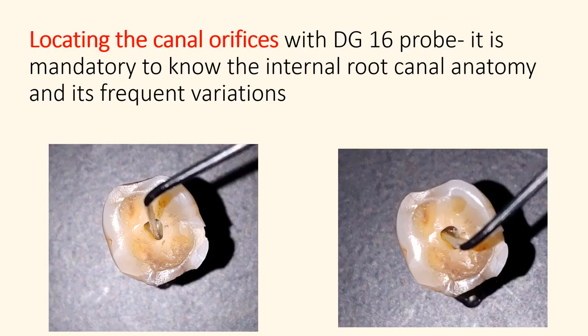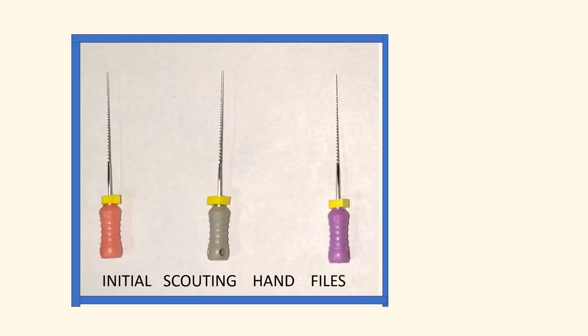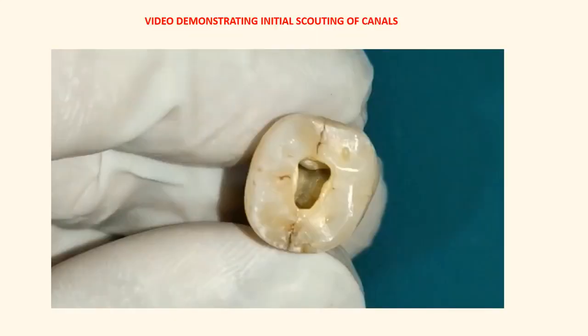Next step is locating the canal orifices with a DG16 probe. It is mandatory to know the internal root canal anatomy and its frequent variations to effectively locate the canal orifices. That means the location and number of orifices present in the tooth. Next step is initial negotiation or scouting of the canal system. These are my initial scouting hand files number 6, number 8 and number 10 K-file. This is the video demonstrating the initial scouting of the canals.